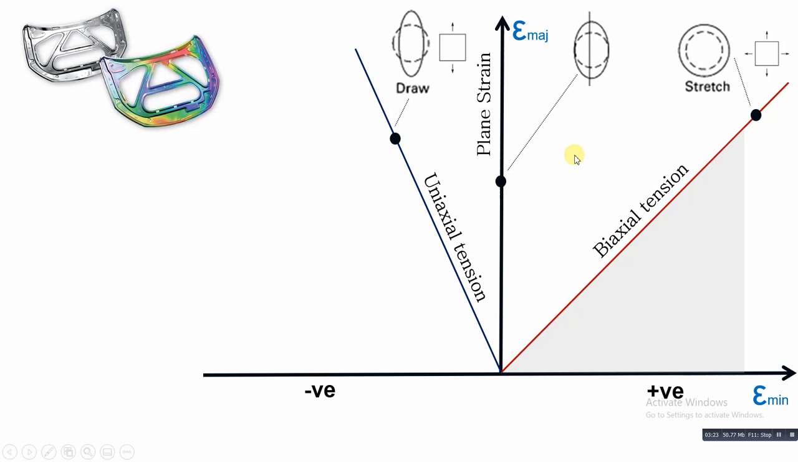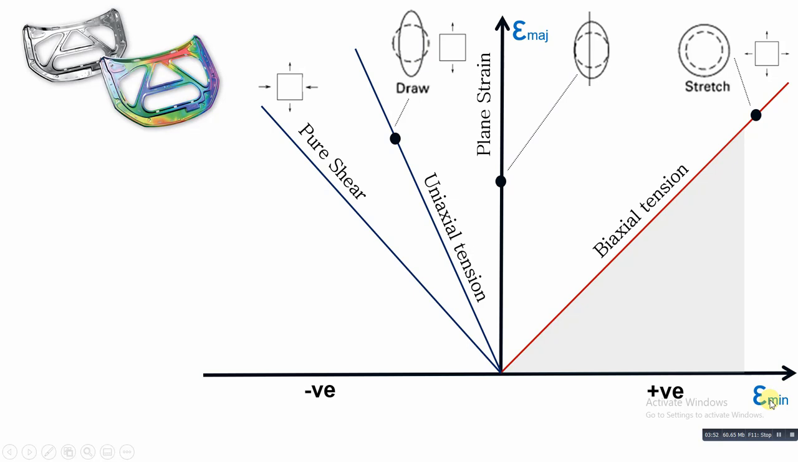Maybe those three points are the basic principle points to draw the forming limit curve, but we have another case. It's the case of pure shear, where we have no normal stresses, and we will find that this case will be similar to uniaxial tension, but the compressive strain, the epsilon minor in this case, will be equal to the epsilon major.